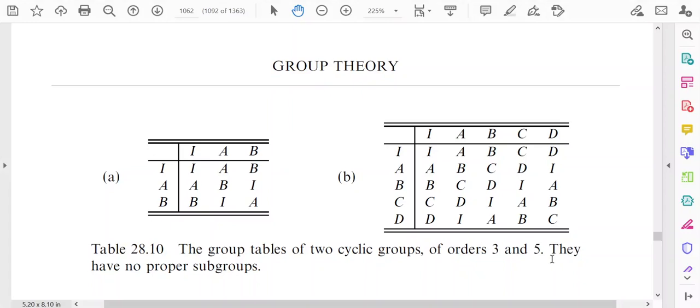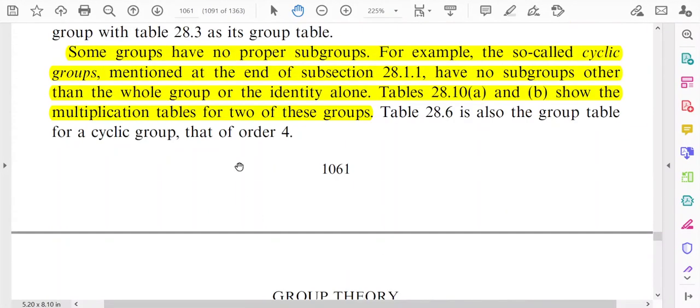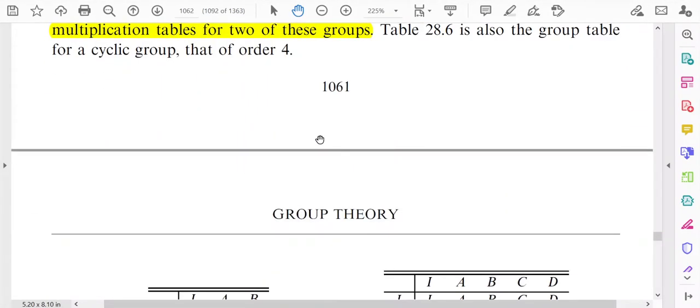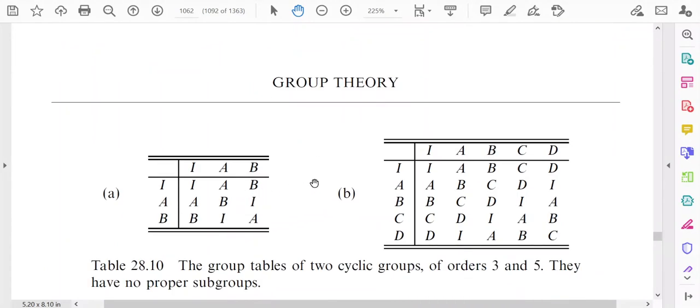The concept of the multiplication table was already discussed in the earlier lecture. So, I request the viewers to go through that content very carefully, so that you can understand how to construct the multiplication table. These are the multiplication tables for the cyclic groups of order 3 and 5, but the point to be noted is that they have no proper subgroups.